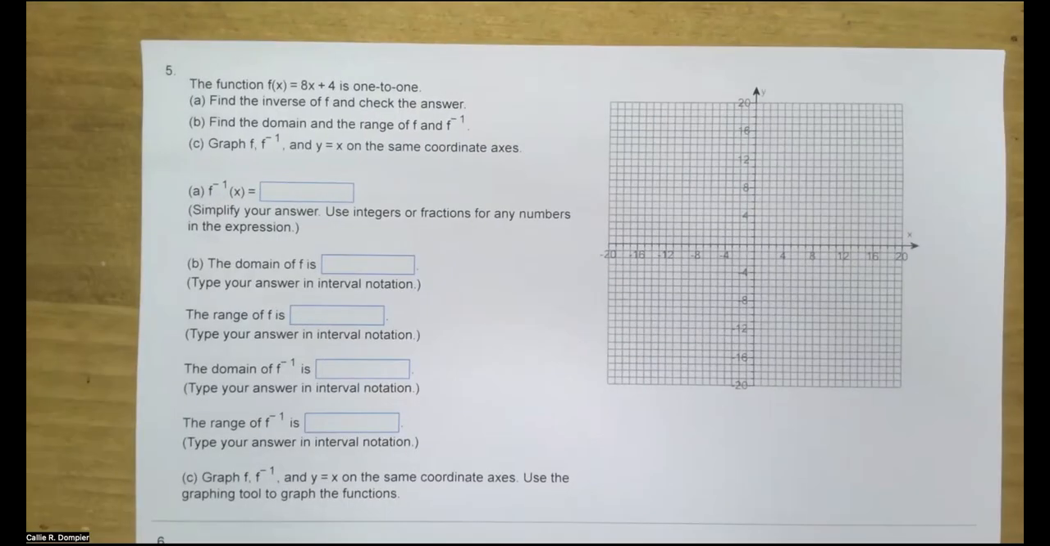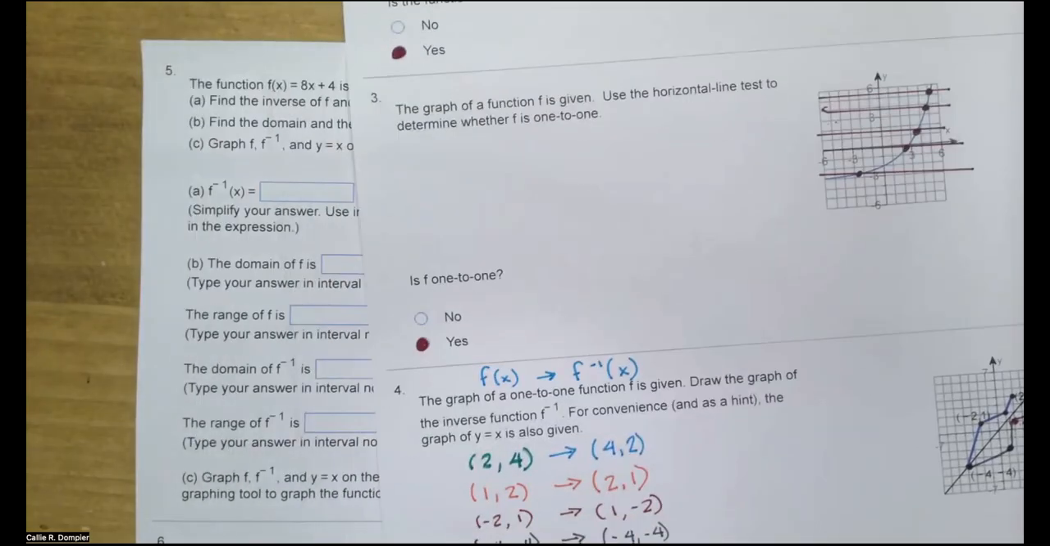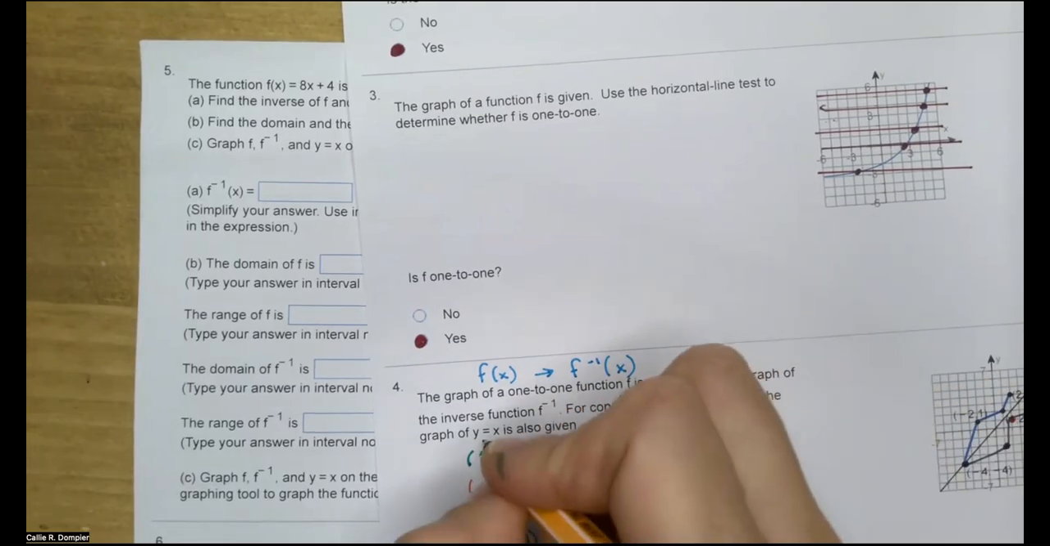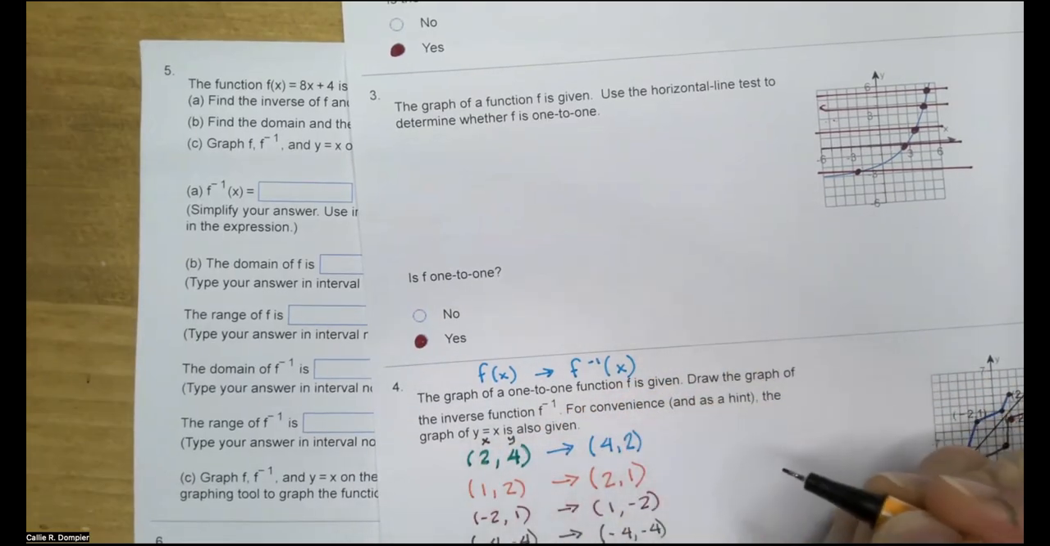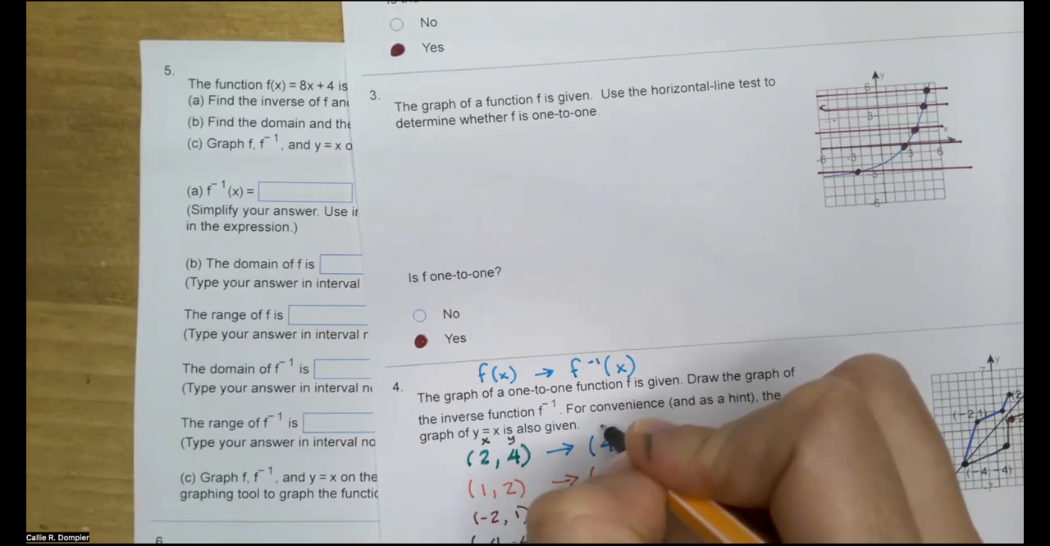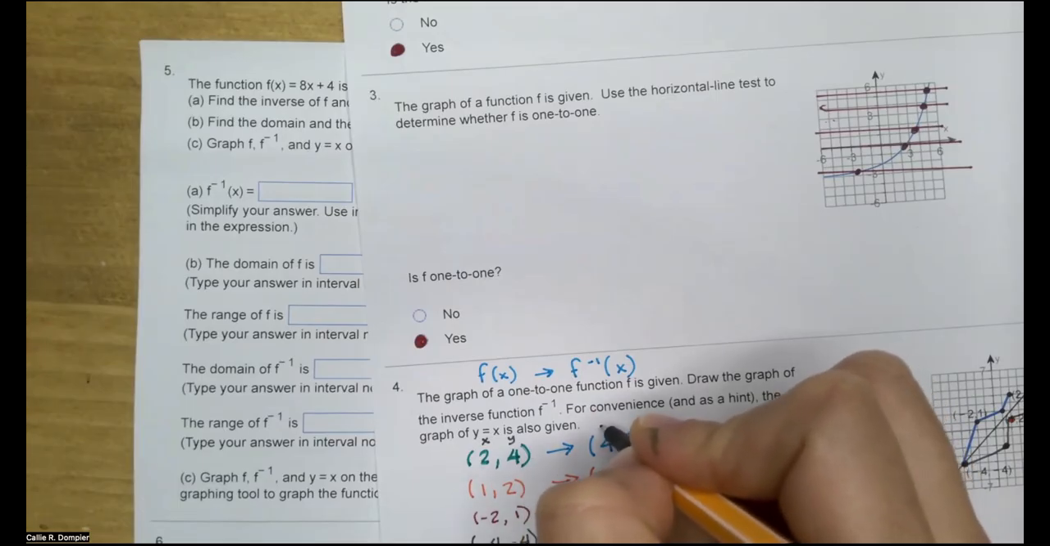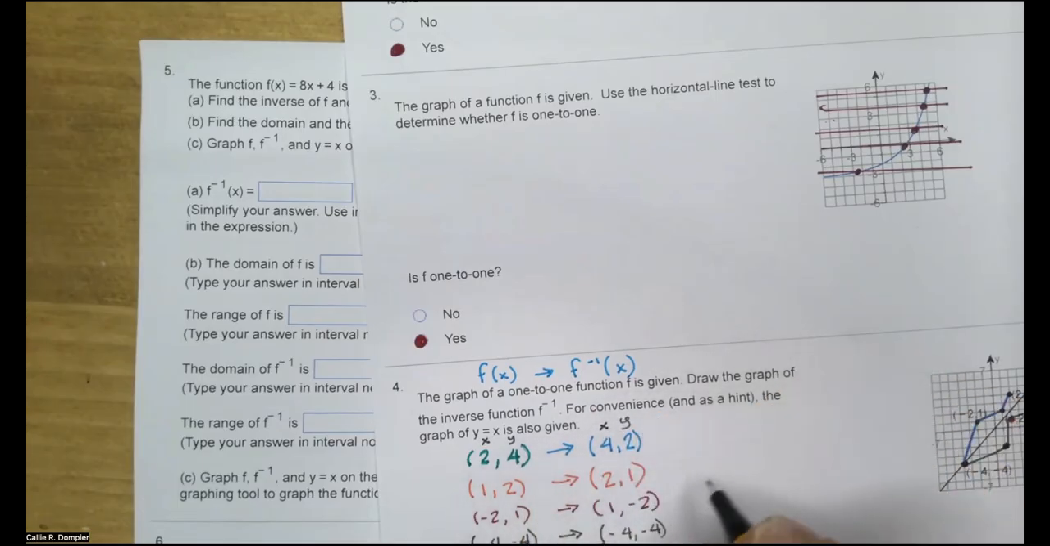All right, number 5 says the function f of x, 8x plus 4 is 1 to 1. Find the inverse of f and check the answer. So remember here, what I did was I took x and y and I flipped them, right? So then y went into the x place and x went into the y place. They're still x and y, but we flipped the numbers, right?